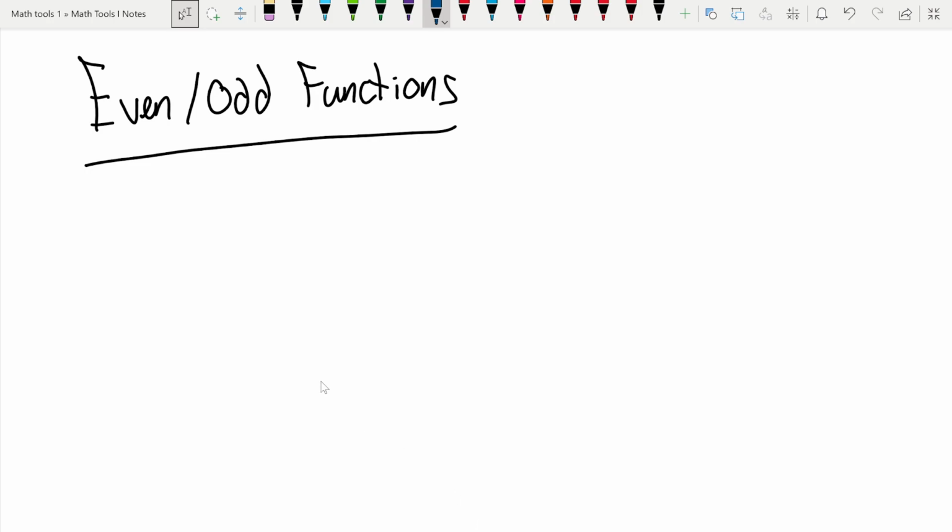In this video, we're going to look at what it means for a function to be even or a function to be odd and how exactly we can show that. So first, the definitions here.